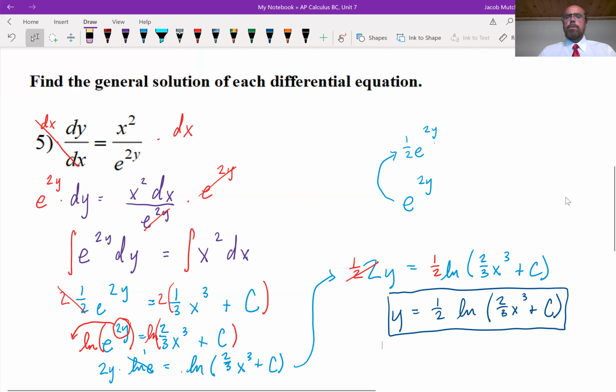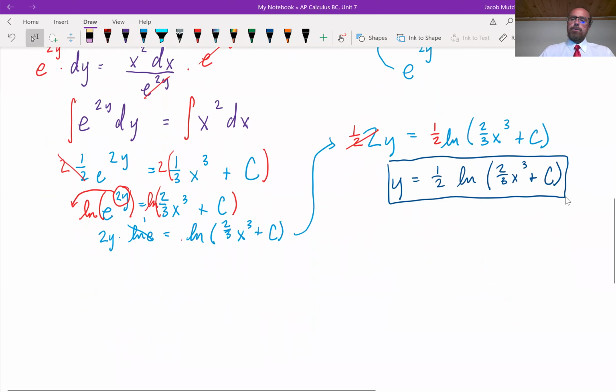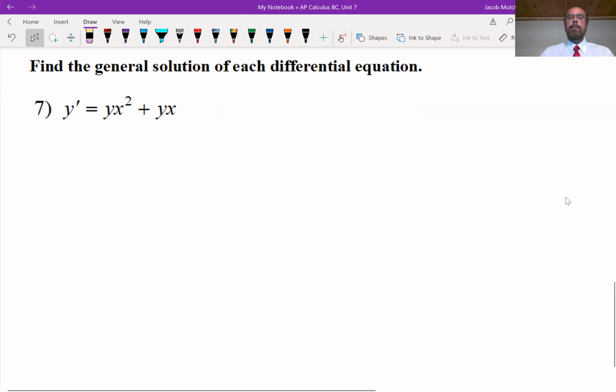Our third example does not use the Leibniz notation. It's got the prime notation. So our third example here, number 7, says y prime equals yx squared plus yx. So not only does it use a different notation for the differential part, I see on the right side, I've got both x's and y's. So my strategy still is to separate variables.